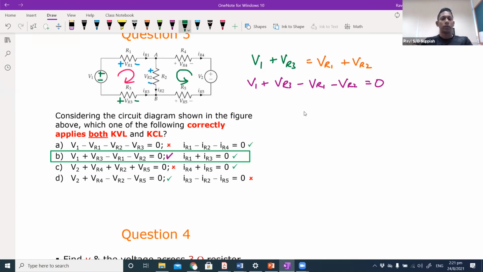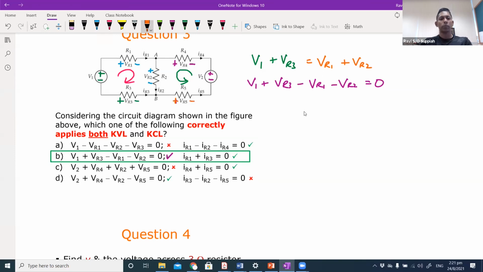Again, why I'm drawing this way is because since the supply is already this way, I'm going to draw it in this way. And again, you look at the direction of the loop that you have drawn with the plus minus already given to us. You can see that this is in the direction of the loop, V2 and VR4, whereas VR2 and VR5 are in the opposite direction of my loop.